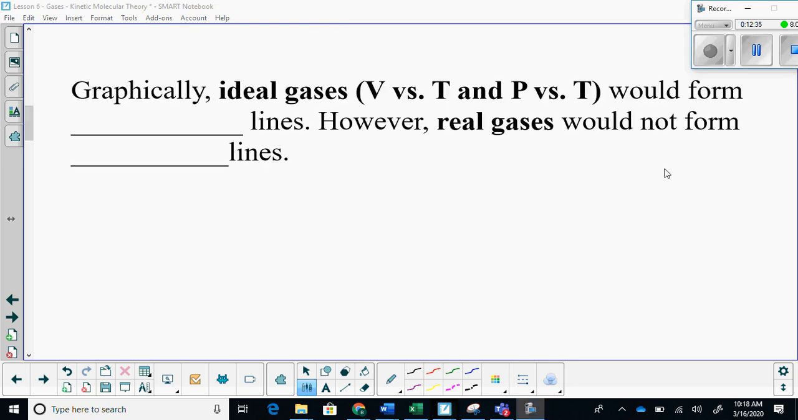So if we were to go into a lab and we were getting data and we were looking at an ideal gas law, they would form a straight line. However, if we were going into a lab, we would most likely witness a real gas. And they would not form straight lines. I'm going to show you kind of what that data would look like.